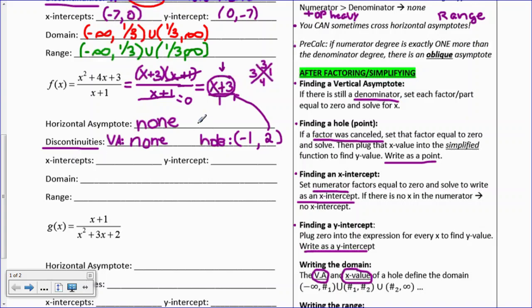So when you don't have a fraction, this is considered the numerator just by itself. So to find the x-intercept, remember, you have to set this equal to 0 and solve for x. If you set this equal to 0, you get that x is equal to -3. So our x-intercept is (-3, 0). Okay?